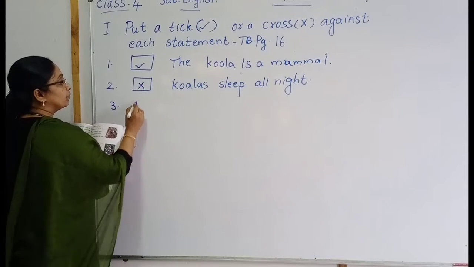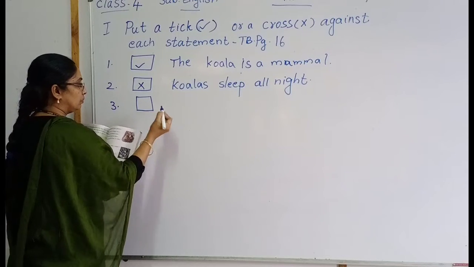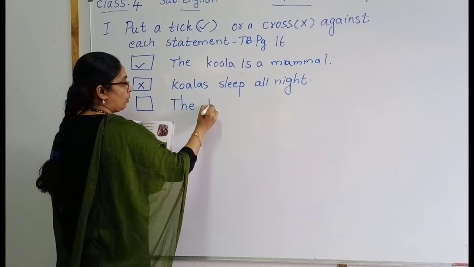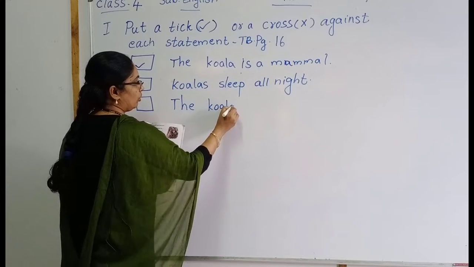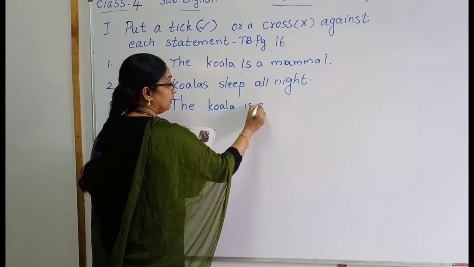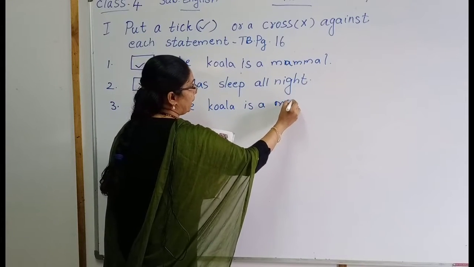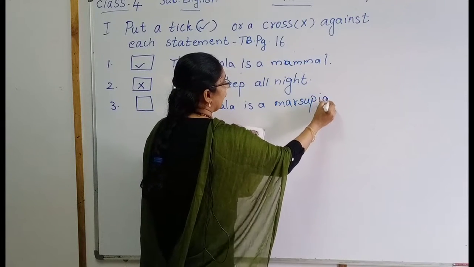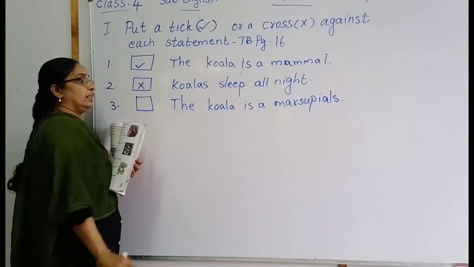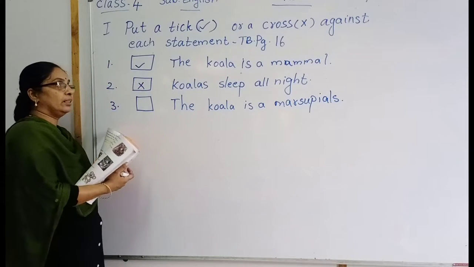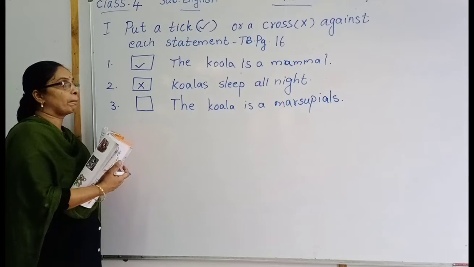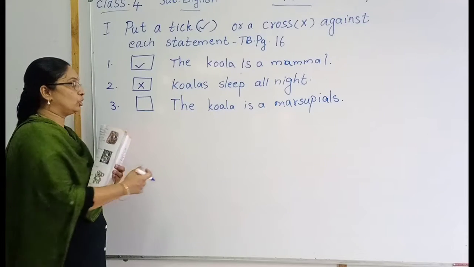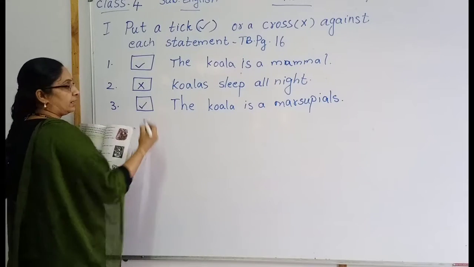Number 3, column. The koala, K-O-A-L-A, koala is a marsupial, M-A-R-S-U-P-I-A-L-S. The koala is a marsupial. What does it mean, marsupial, children? The animal which gives birth and has a pouch. So the statement is correct.